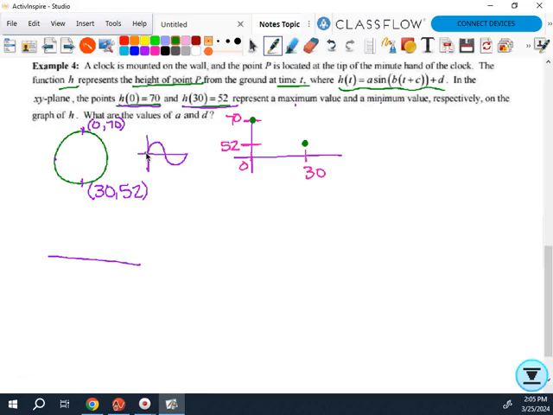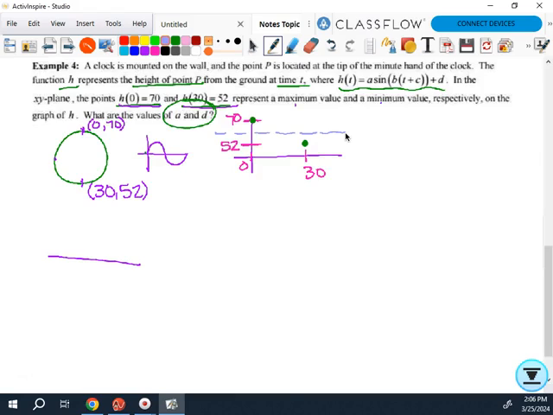We all good so far? And we are being asked for the values of A and D. Of those two, I think that the easiest one to find first is D, and even if we don't, just like on everything else, we want to draw in our midline. Okay, midline is right there. How can I figure out, using that 70 and 52, what that Y value for the midline is?